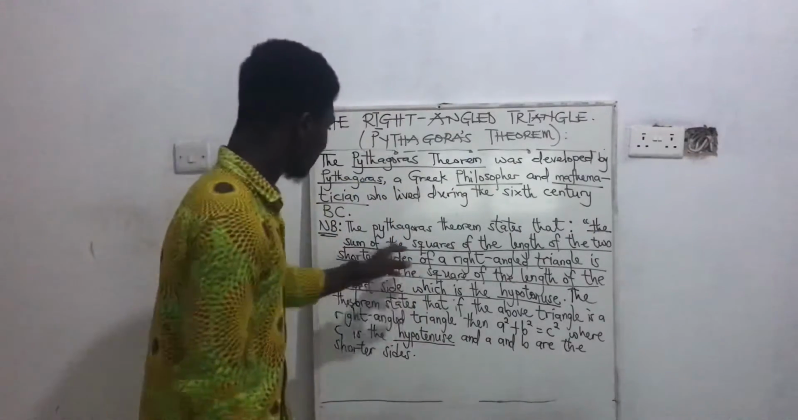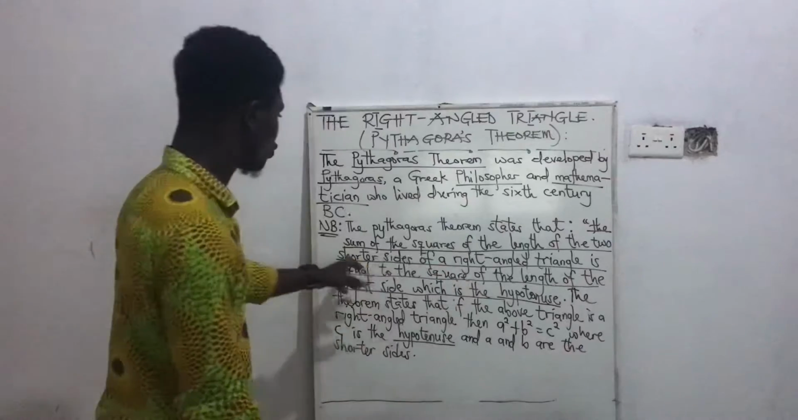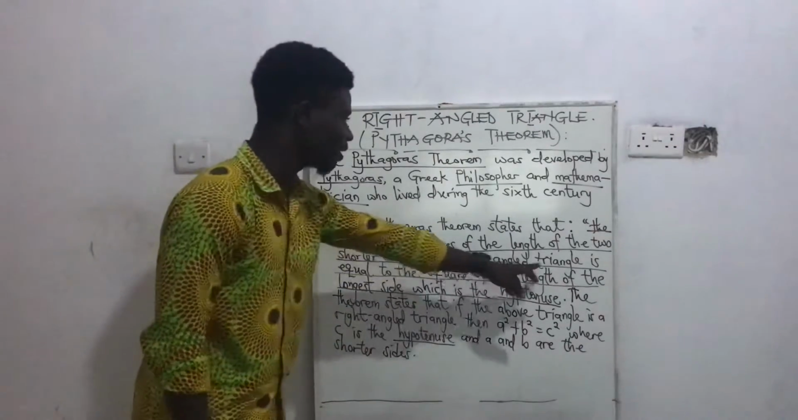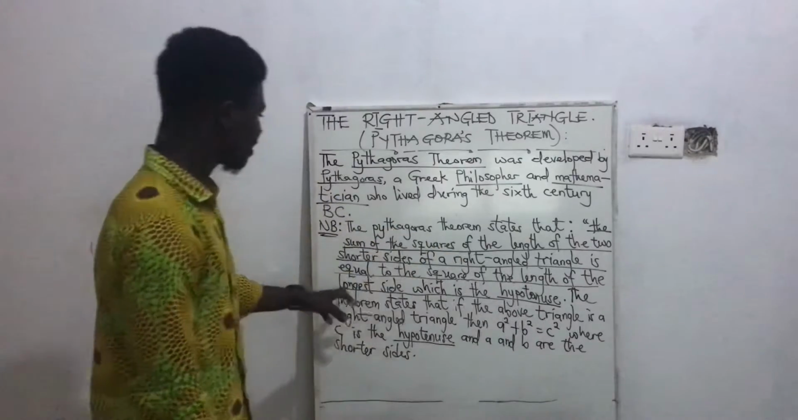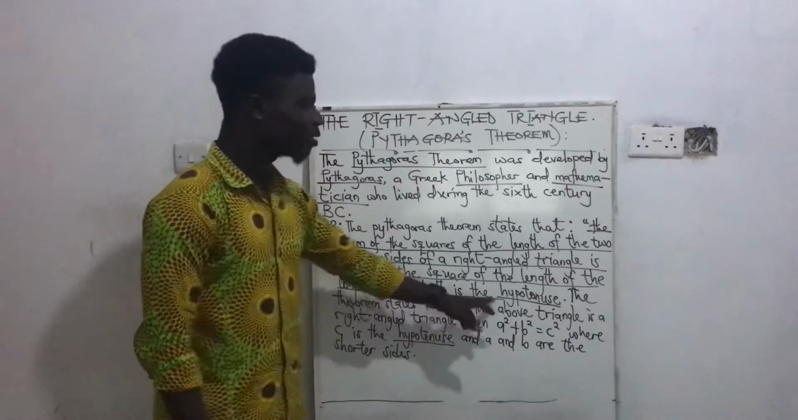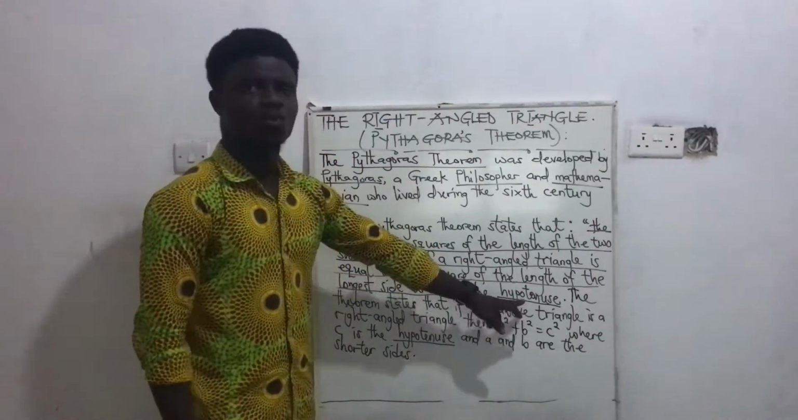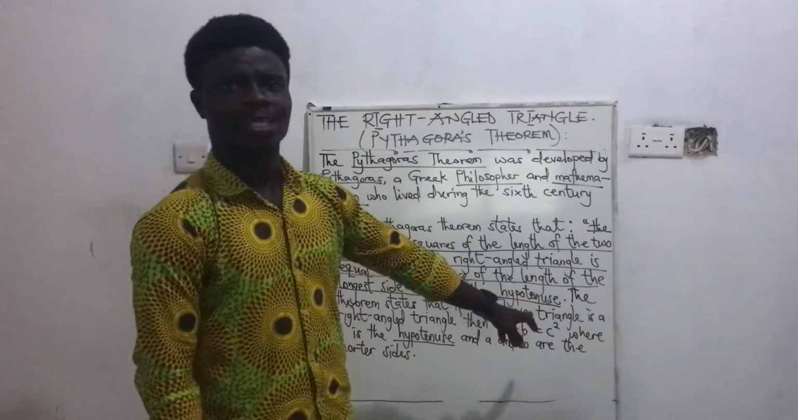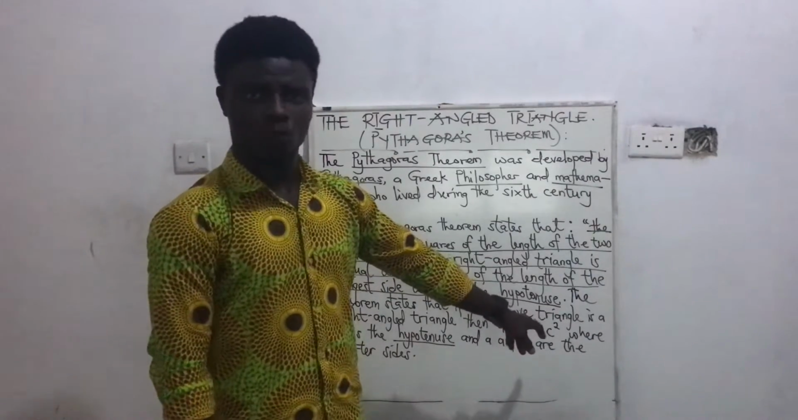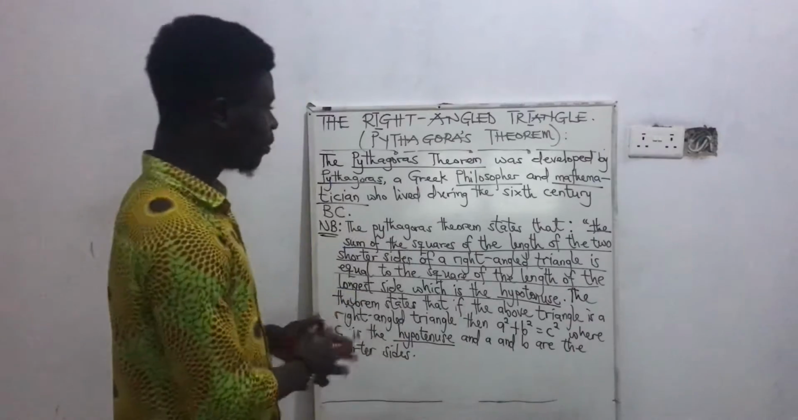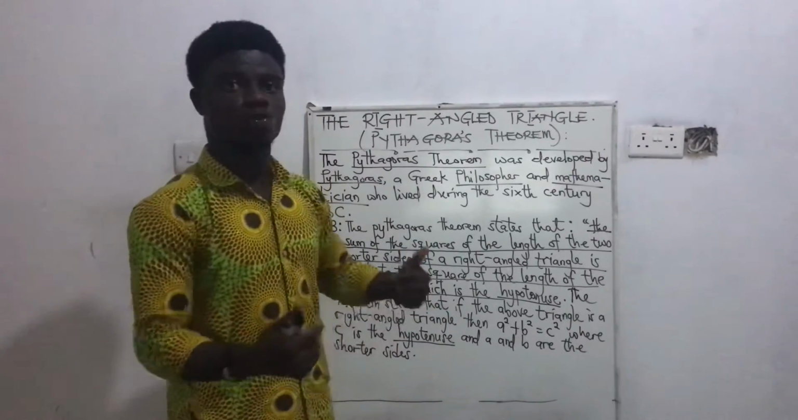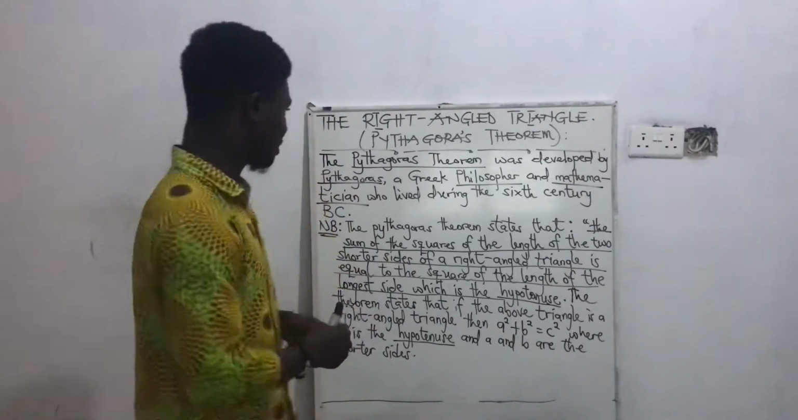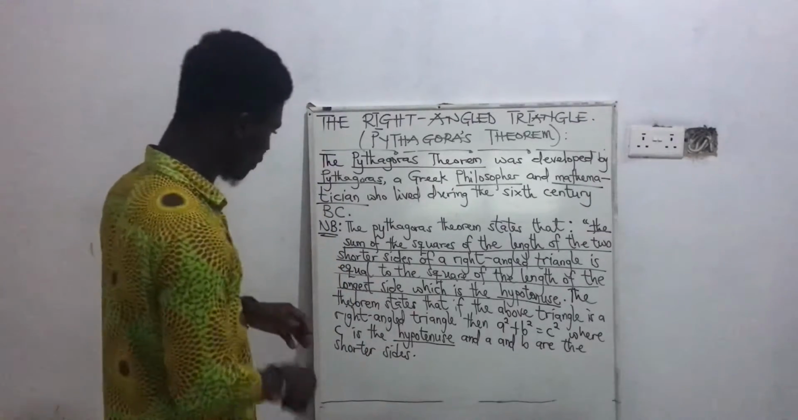So the sum of the squares of the length of the two shorter sides of a right angle triangle is equal to the square of the length of the longest side, which is the hypotenuse. So the longest side is the hypotenuse. I'll draw the plane figure very soon so that you know the hypotenuse, then you know the two shorter sides. Now, let's proceed.